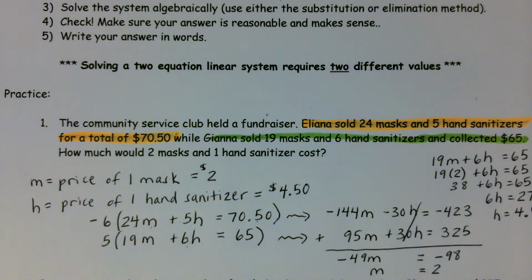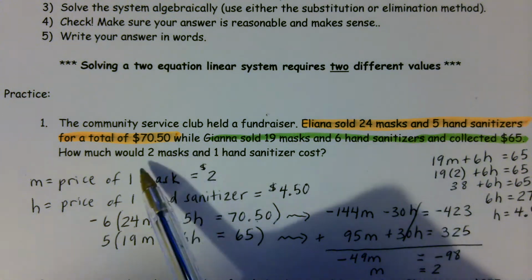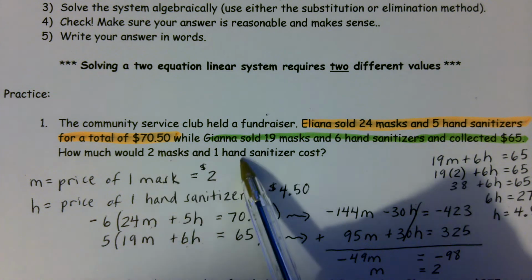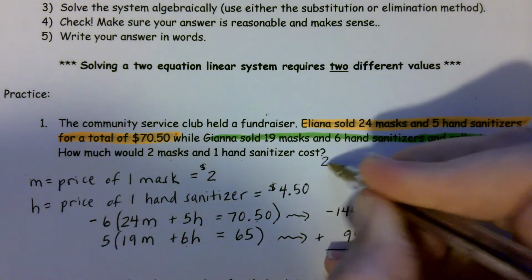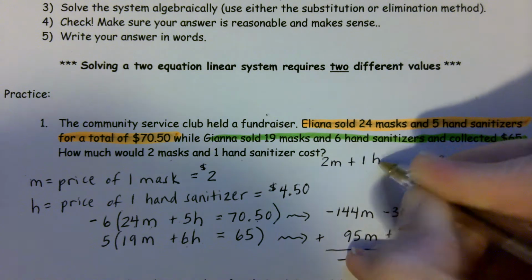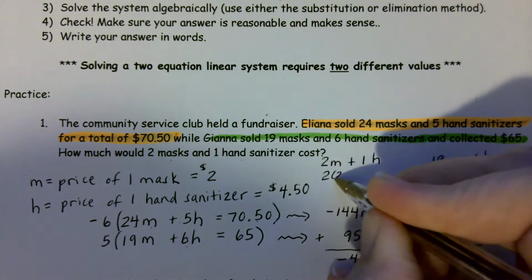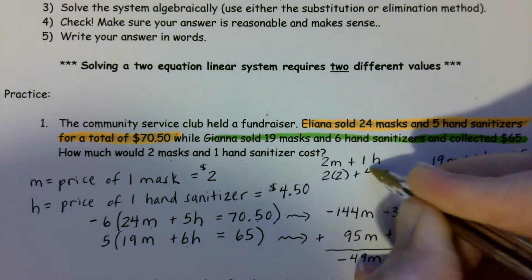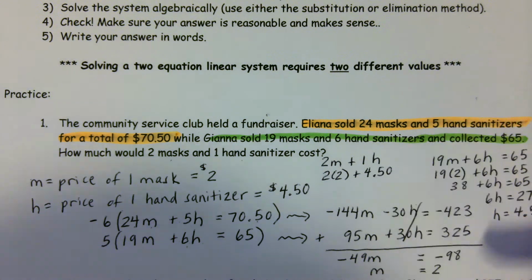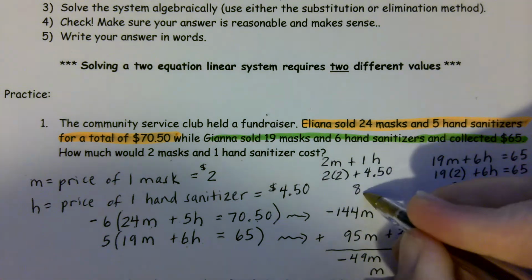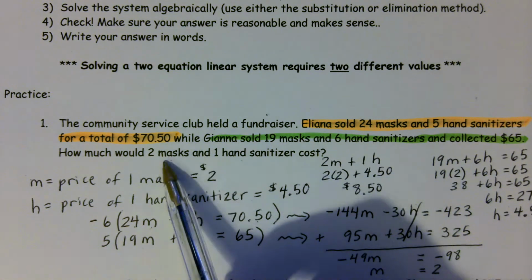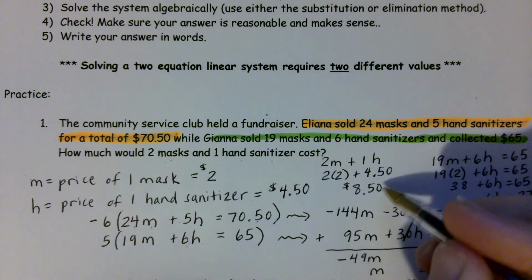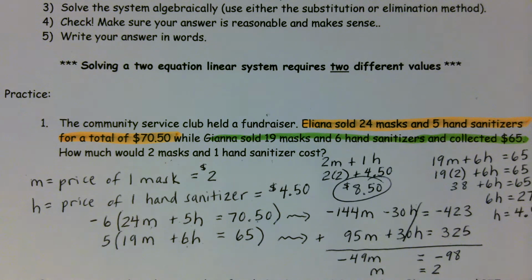So then I look, did I answer the question? And I did not, because I'm asking how much would 2 masks and 1 hand sanitizer cost. So 2 masks plus 1 hand sanitizer, well, 2 times 2 plus 4.5 times 1 is going to give me $8.50. So if I wanted to purchase 2 masks and 1 hand sanitizer, that would cost $8.50.